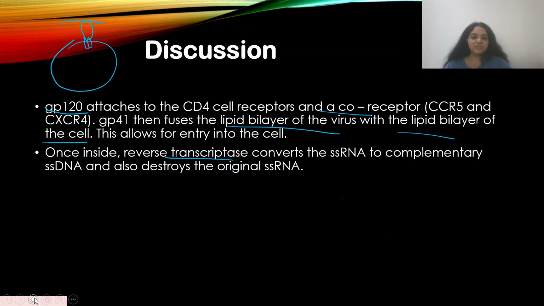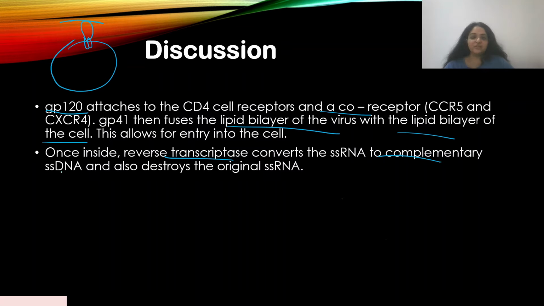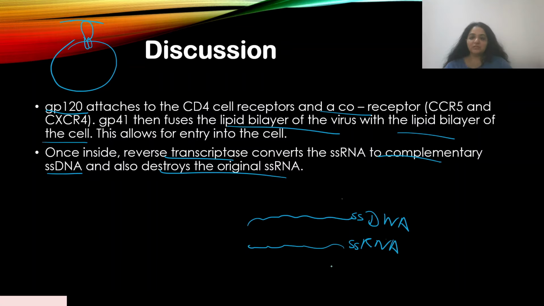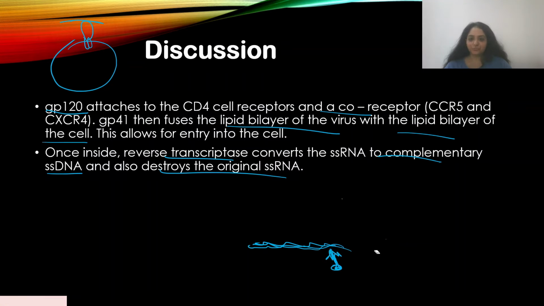Now, there's one more function that the reverse transcriptase does. First of all, it forms the single-stranded DNA, but it also destroys the original single-stranded RNA. So initially you have a single-stranded RNA, which is here, and that has formed the complementary DNA over here. Single-stranded DNA, single-stranded RNA. But now this reverse transcriptase begins to destroy the original strand over here. This is another job of the reverse transcriptase enzyme. So there are two functions to this enzyme.